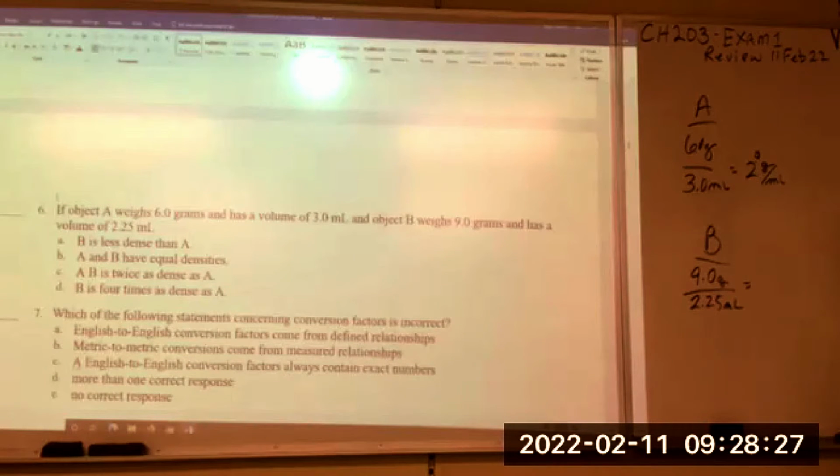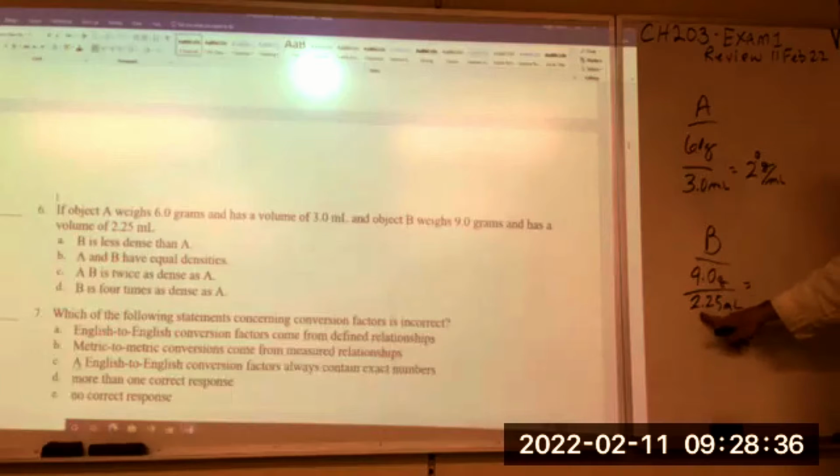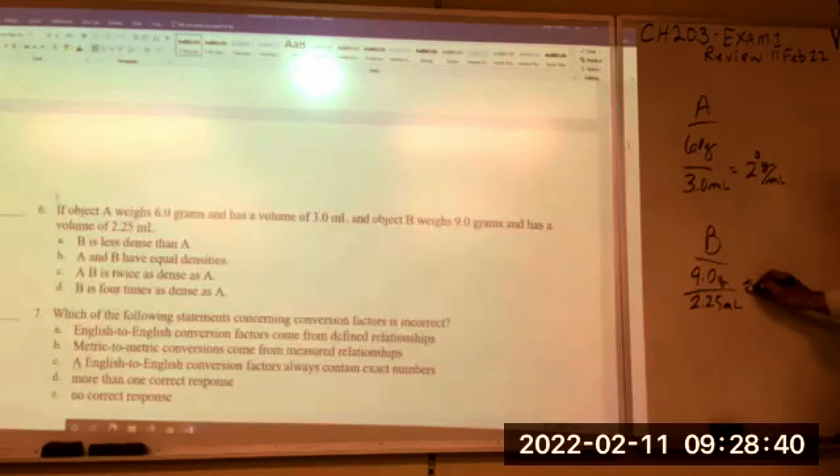Can I do that in my head? This ratio is 2 to 1. For every one of those, there are 2 of these. How about this one? That's closer to 4. That's about 4 to 1. So you can answer this question without a calculator. It says, B is less dense than A? No. B is twice as dense as A.